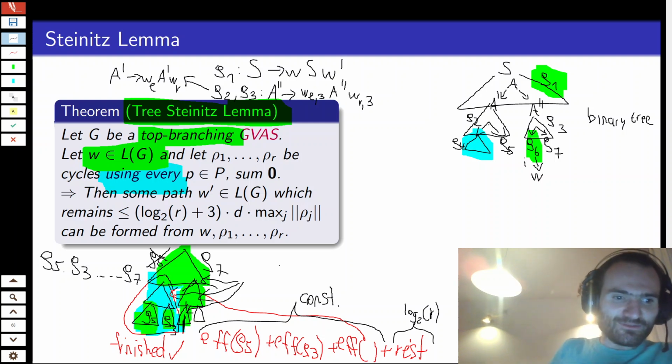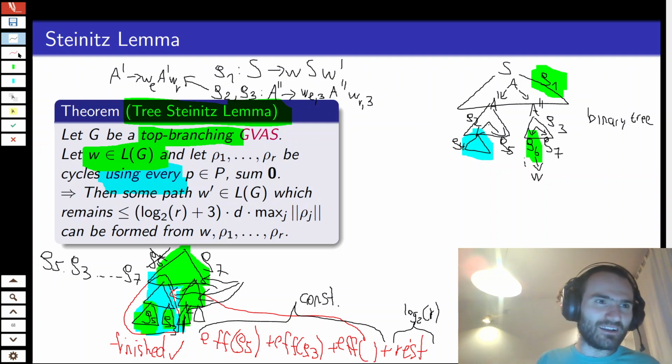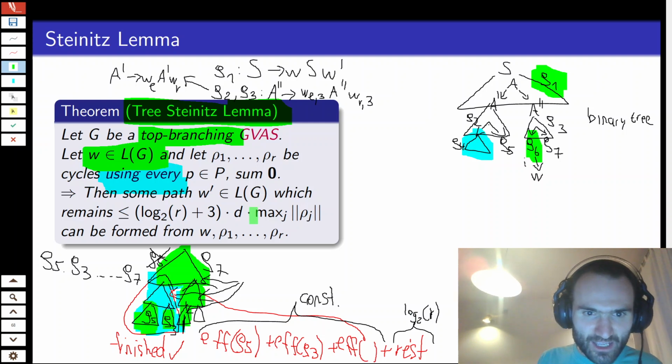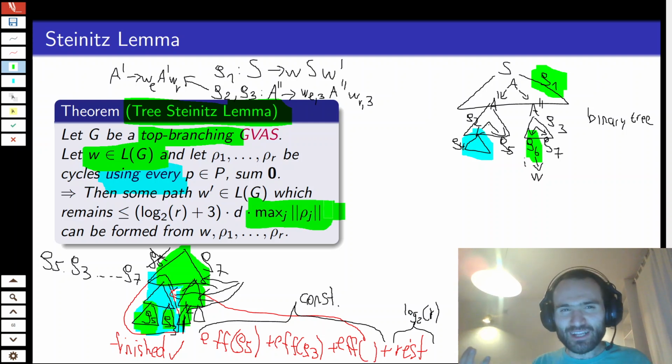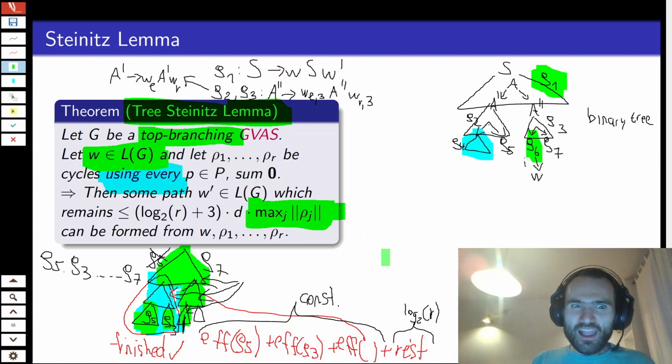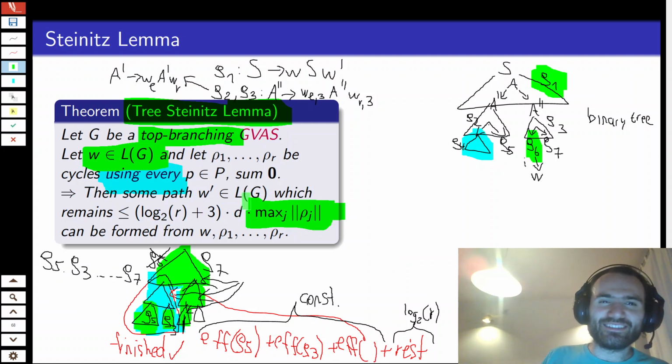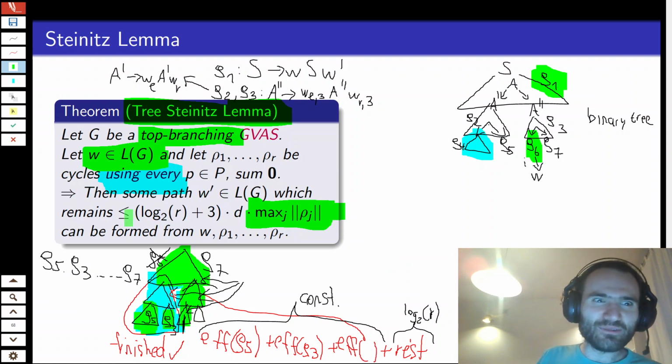So what's damaging us is, well, logarithmically many cycles, and for each of them, well, whatever the norm of this cycle is. I have not explained what the norm of a cycle is, but you can take any reasonable number, really. And this way we obtain that we can derive some word via this construction, which will remain less than logarithmic.